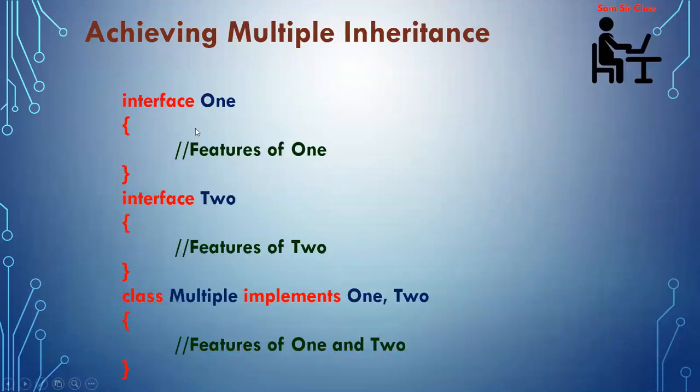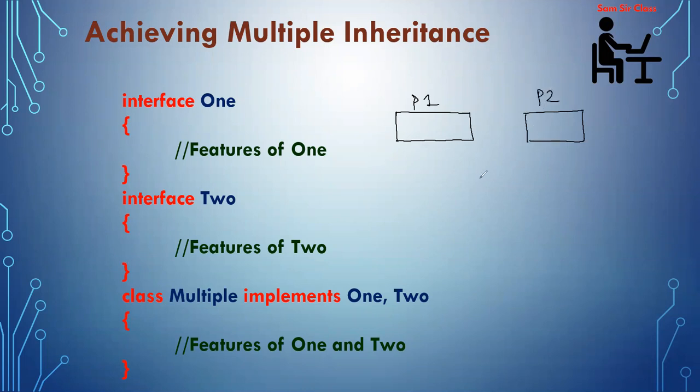Through this one, we will learn how to achieve multiple inheritance. But before going to multiple inheritance, let me tell you what is the meaning of multiple inheritance. This concept of multiple inheritance is available in C++, where more than one parent class is available, and one single child class will inherit the properties of multiple parent classes.